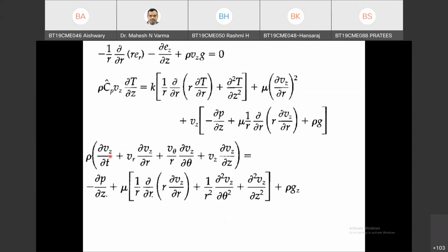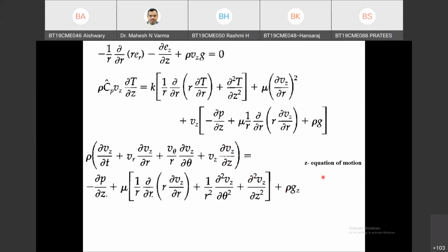This is the Z momentum balance. This equals 0 because of steady state. This is 0 because VR is 0, V theta is 0. This is 0 because velocity is not varying in the Z direction. This is non-zero. This is non-zero. This is 0 because velocity is not changing in the theta direction. This is 0 because velocity is not changing in the Z direction, and Gz is the gravitational force in the Z direction.